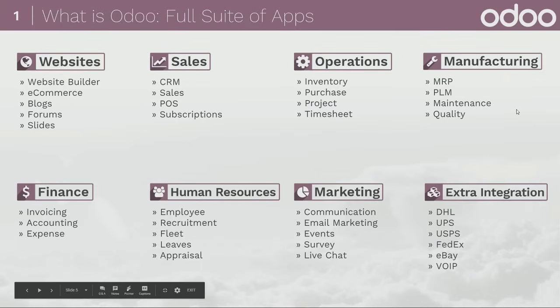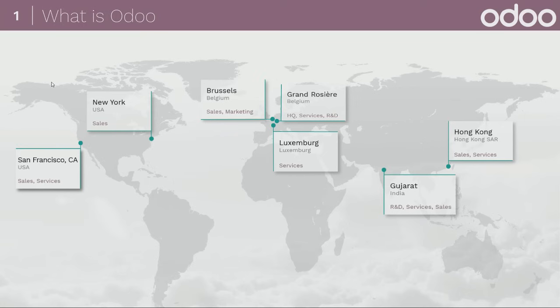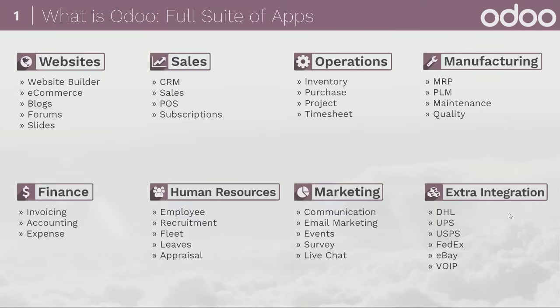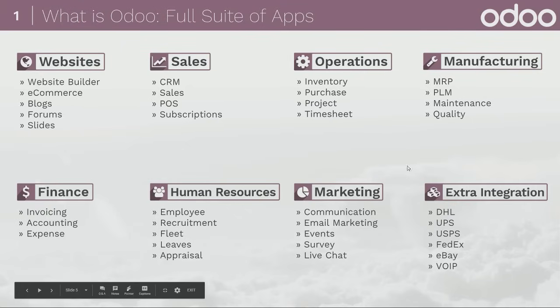CRM, sales, manufacturing is really big, accounting, website, project, purchase, and inventory are really the top sellers for us, because those are pieces of the puzzle that everybody needs. And one more thing is we also do extra integrations. So if you're shipping items through DHL, UPS, USPS, FedEx, or even selling on eBay, we have integrations for those as well.